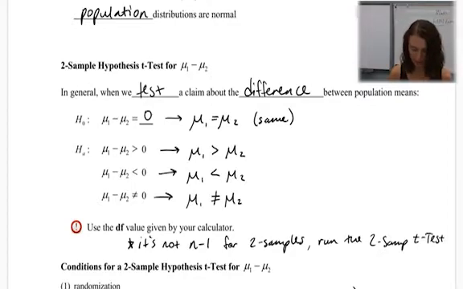In general, when we test a claim about the difference between two population means, we have the following null and alternate hypotheses. The null is always that mu1 minus mu2 is equal to 0, or that mu1 equals mu2. It means that they're the same. And then our alternate would be any combination of them not being the same. So mu1 minus mu2 is greater than 0, which is also like mu1 is greater than mu2, and so forth.